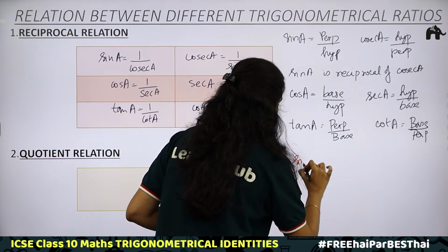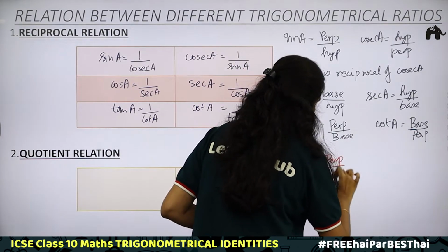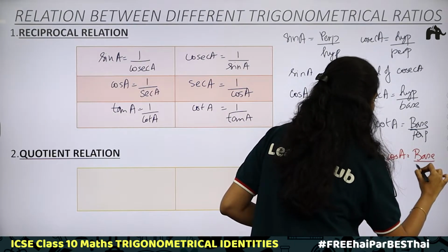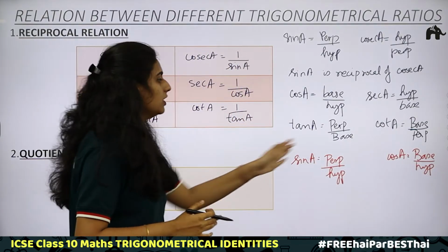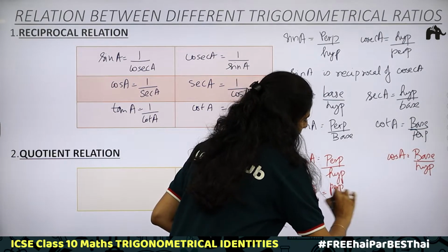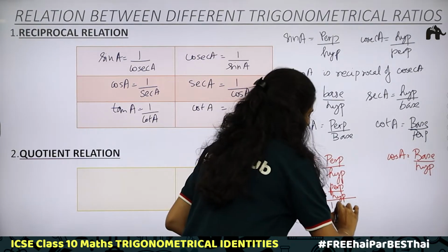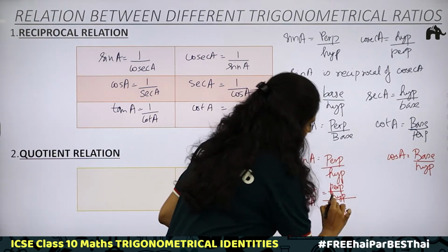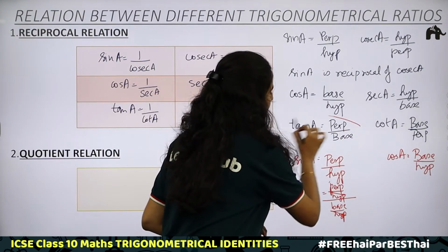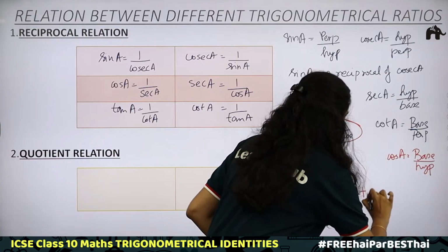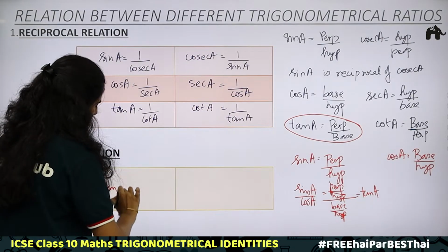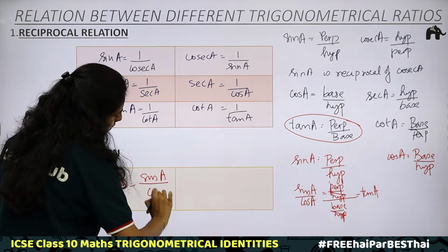We have sine of A equal to perpendicular by hypotenuse, and cos of A equal to base divided by hypotenuse. Quotient means we are going to take the ratio of these. What is sin A by cos A? Sin A by cos A will be equal to perpendicular by hypotenuse divided by base by hypotenuse. This hypotenuse and this hypotenuse can be cancelled. Then we have perpendicular by base. What is perpendicular by base? We have tan A is equal to perpendicular by base, which means sin A by cos A is equal to tan A. This is one quotient relation: tan A is equal to sin A by cos A.